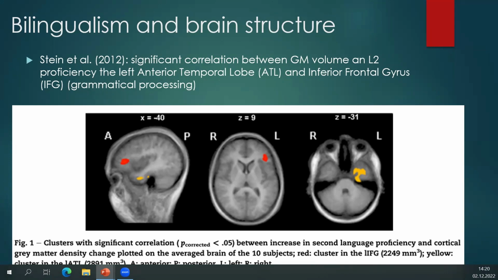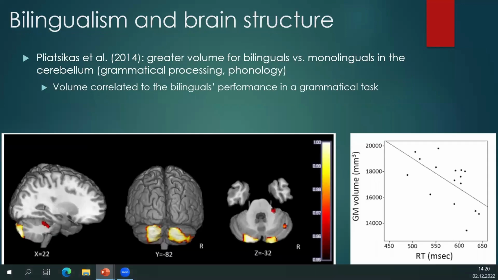processing. In a different study, we found that bilinguals have greater volume than monolinguals in those parts of the cerebellum, the very posterior parts of the brain, which we know is involved in like a million things, including grammatical processing and phonological processing. And we also found that the volume in these regions correlated negatively to their speed in performing grammatical tasks. So the bigger the cerebellum, the faster they were to do morphological processing, right?